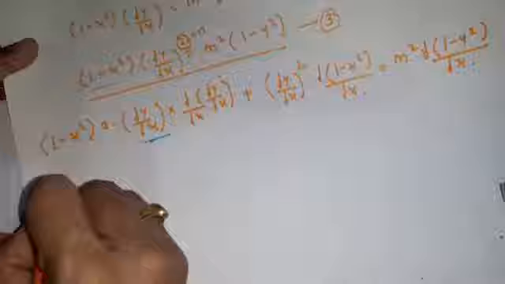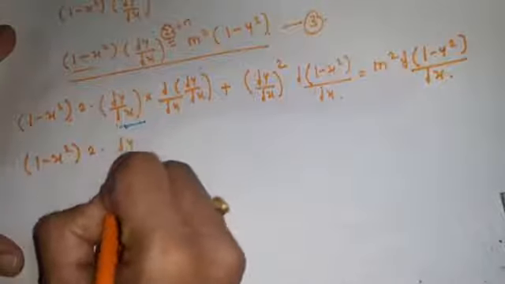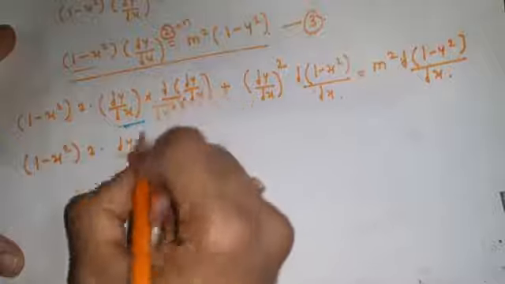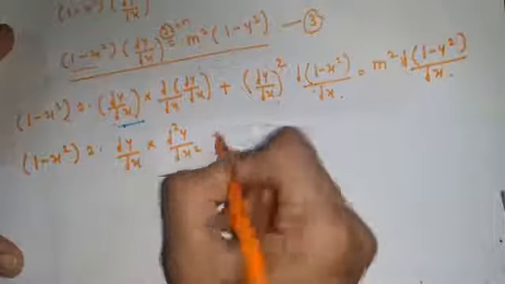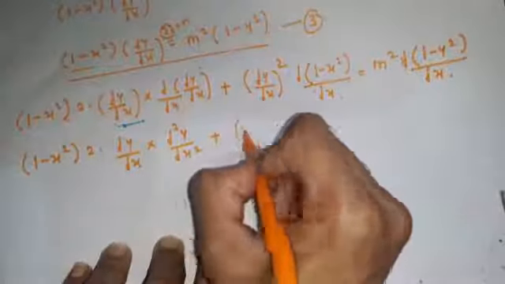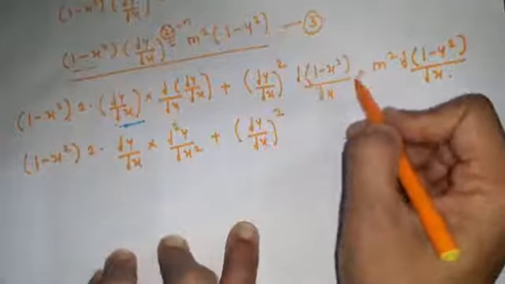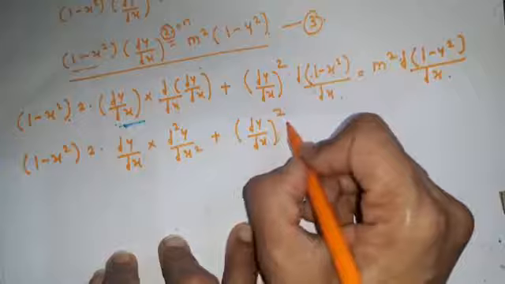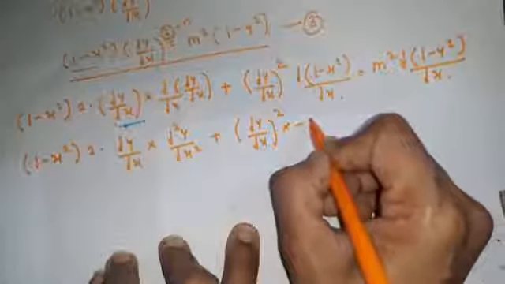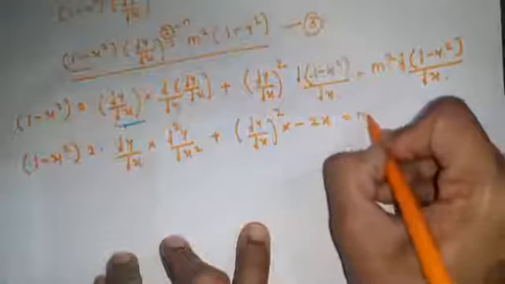Now this 1 minus x square is constant, times 2 into dy by dx, times the differentiation of dy by dx, which is d2y by dx square. Plus this dy by dx whole term is constant here, and differentiation of 1 minus x square: differentiation of 1 is 0, minus differentiation of x square is minus 2x, so it is minus 2x, and this is equal to m square.